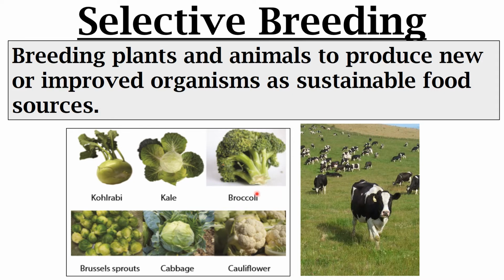So, for example, selectively bred, a lot of our food is. If you look at these, I don't know how many of these you like. I think I like all of them. Cabbage, cauliflower, and so on. These have all been selectively bred from one original plant species. And then over here we have cattle, which we're going to talk about in a bit more detail.